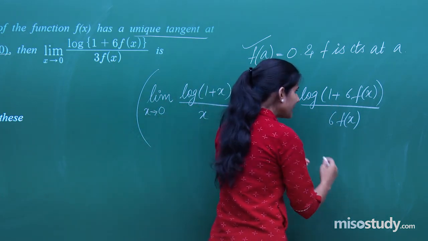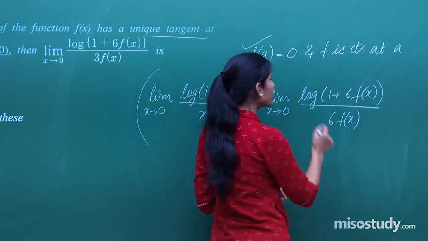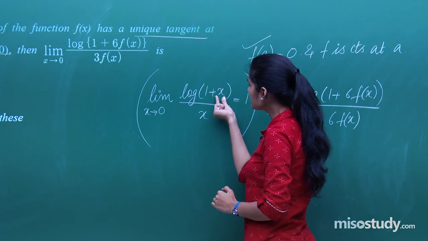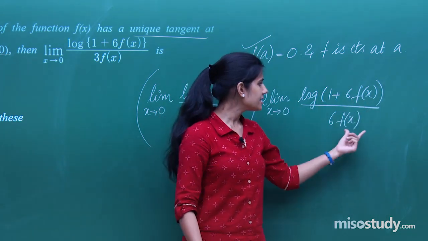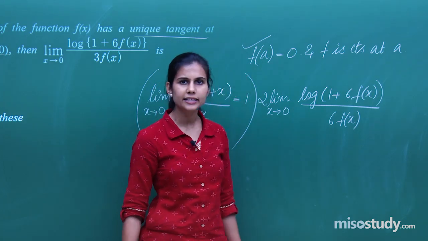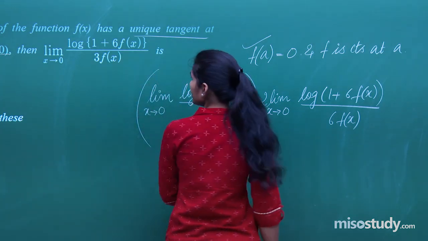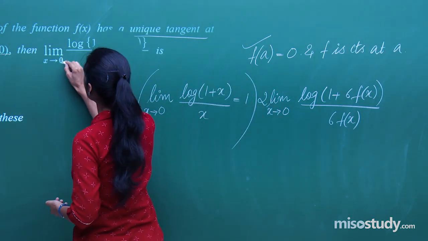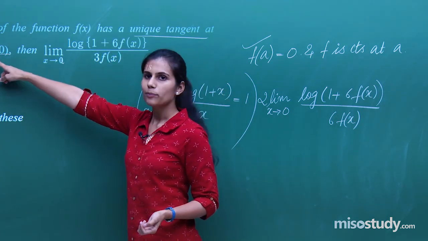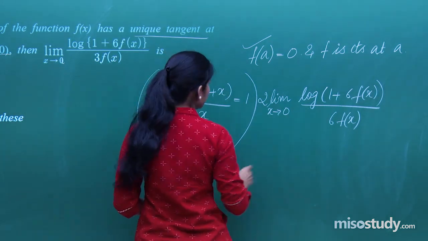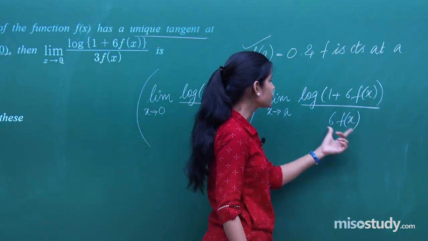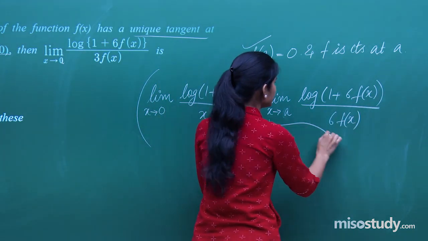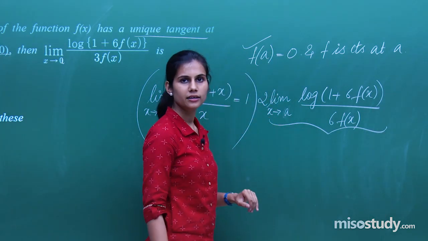Now, can I directly write 1? I cannot do that, because this result is valid when whatever is here is tending to 0. So whatever is here is definitely here, but is 6f(x) tending to 0 or not? Over here, this is actually a, because this particular point is a, it is limit x tends to a. I want 6f(x) to tend to 0. In that situation, this entire thing is going to be equal to 1.